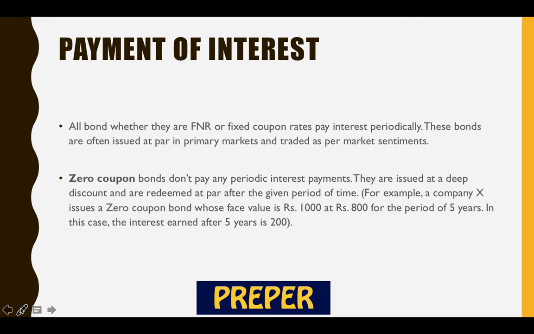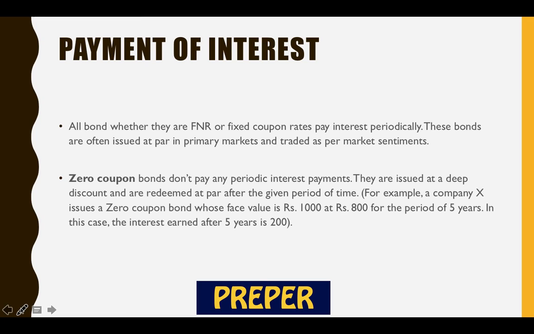Then there is a special kind of bond, which is the zero coupon bond. As it states, the zero coupon bond pays zero interest periodically. Generally, they are issued at a deep discount and are redeemed at par after a given period of time. For example, a company X issues a zero coupon bond whose face value is 1000 at rupees 800 for 5 years. In this case, the interest earned after 5 years is rupees 200.